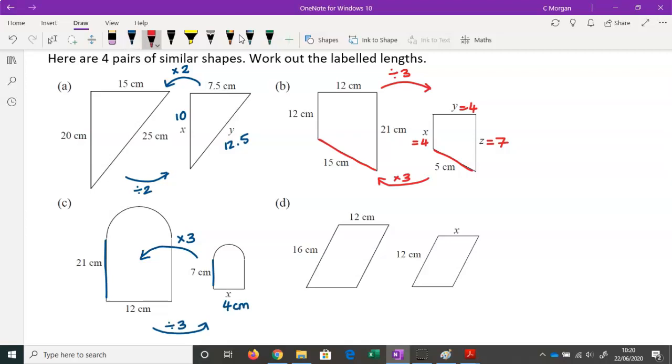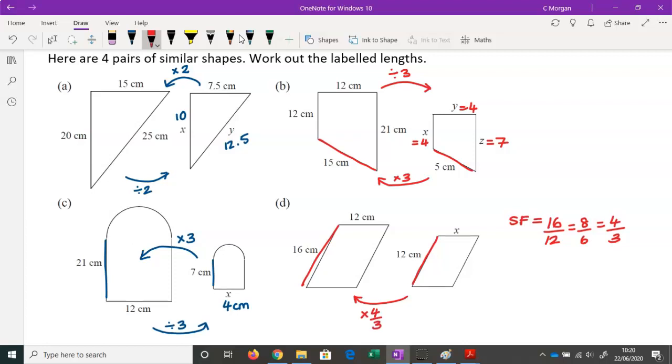And if I'm looking at my last pair of shapes here, I always like the scale factor to be an enlargement, so where the smaller shape is being enlarged. So to get my scale factor, I would always do the larger length divided by the smaller length, looking at those corresponding sides. So the scale factor is 16 divided by 12, which is of course 8 divided by 6 or 4 divided by 3, so multiplied by 4 thirds.